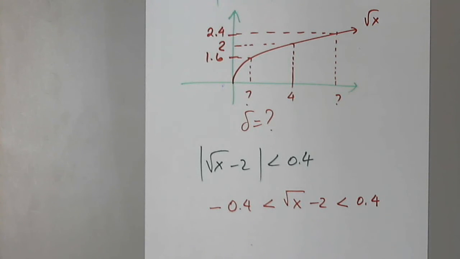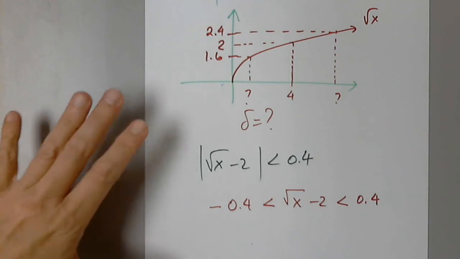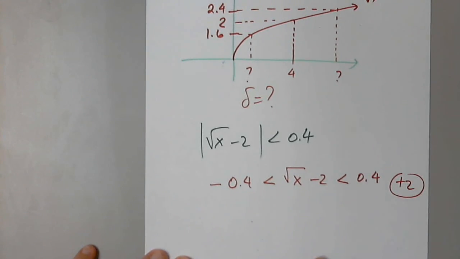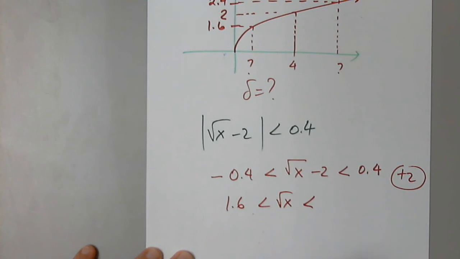Next step. Do we remember this? Are you with me on this one? Say no, and I'll explain how we got this. Yes? Do I need to explain? Do we know this? Okay, perfect. So the next step would be to add 2 to all 3 sides. So I get 1.6 less than the square root of x and less than 2.4.